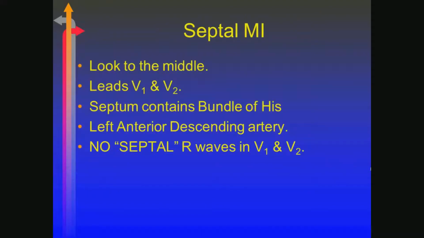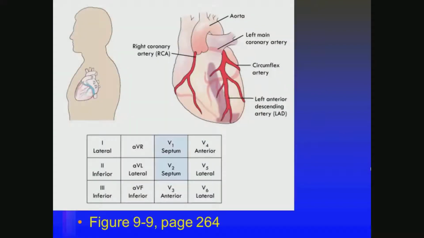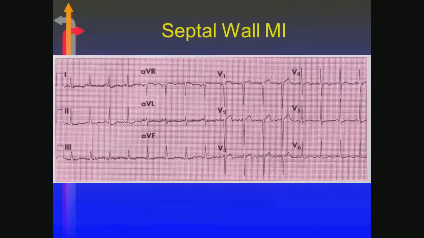Septal, look towards the middle. You think about your chest leads. This is the two that are placed on either side of the sternum. And because the septum also contains the bundle of His, you can end up having some AV blockage, AV blocks, and it's fed by the left anterior descending, and you end up having a loss of R waves in V1 and V2. So that's the two we're talking about. And you can see the ST elevation there.